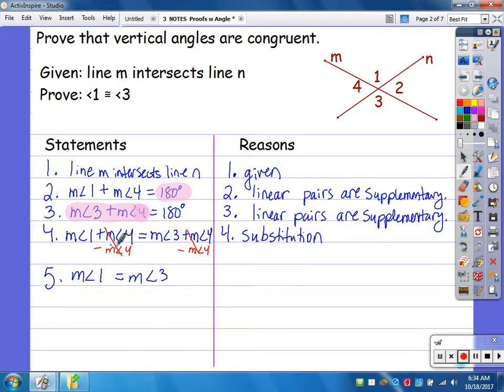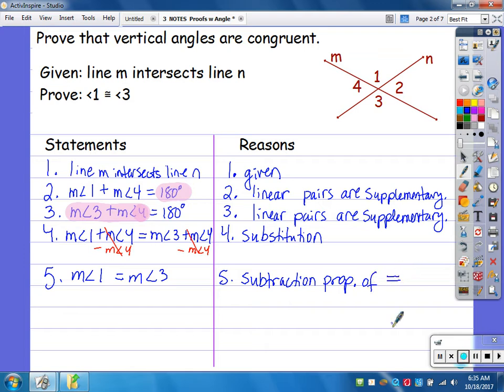And what I did was subtract. You might remember this property from algebra, you might not, but if you're subtracting something from both sides of an equation, which is what you do when you solve an equation, that's because of the subtraction property of equality. So our reason is subtraction property of equality, and I'm just going to abbreviate that.